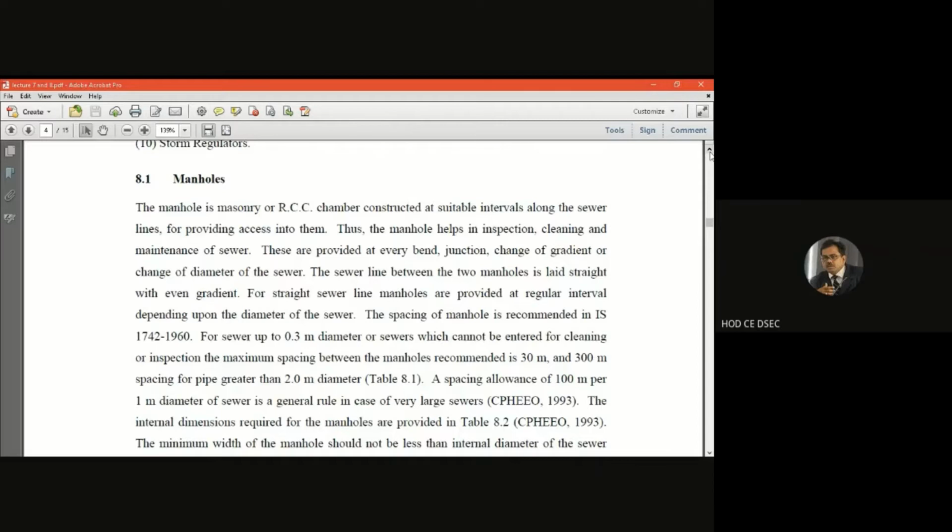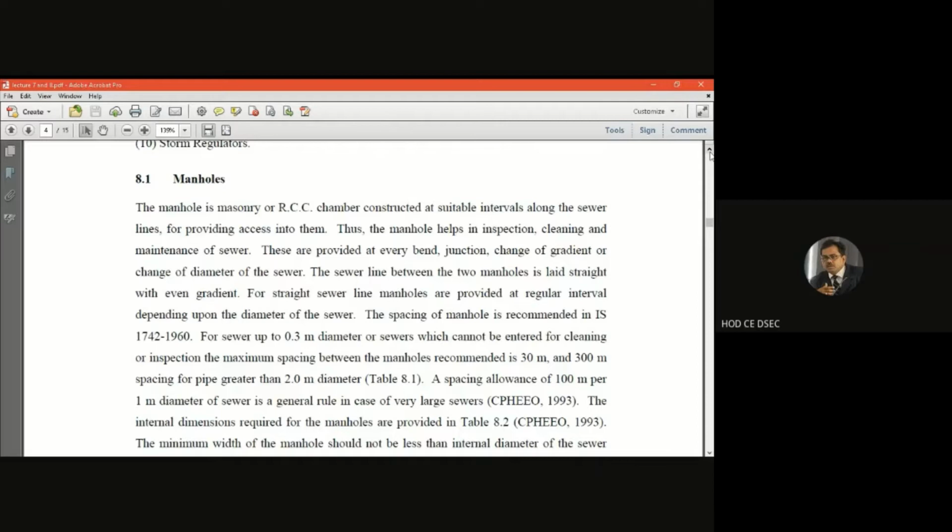Now, the sewer line between two manholes is laid straight with an even gradient. We must check that from one manhole to the next, the straight distance has an even gradient. On straight sewer lines, manholes are provided at regular intervals depending upon the diameter of the sewer. The smaller the diameter, the smaller the spacing. That will be shown very soon.